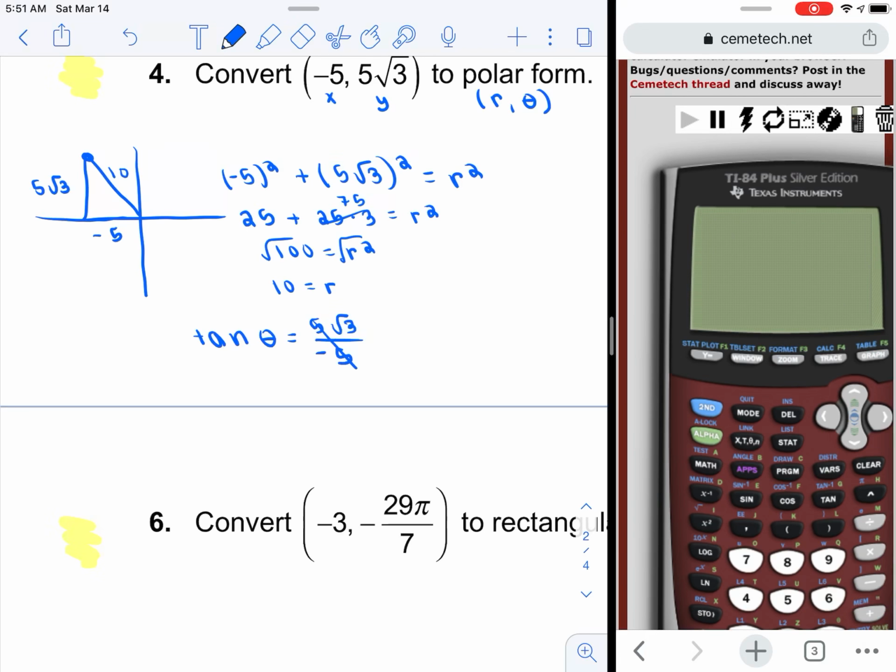And then we can divide out, and we get negative root 3. Now, remember, we're thinking where in quadrant 2 do we get a tangent equal to negative root 3? So we need to think about y divided by x. Where does that equal negative root 3?